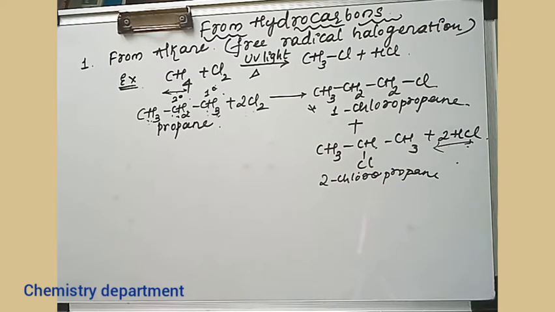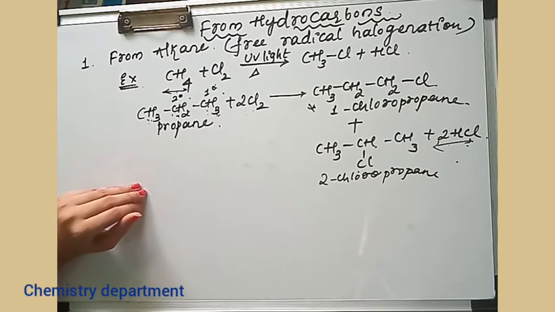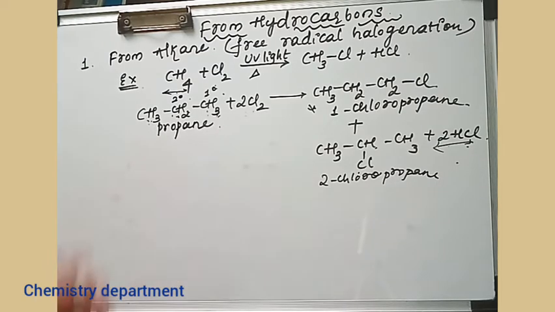That is why from this method we are going to get a mixture of products here, that is 1 chloropropane and 2 chloropropane. Sometimes there will also be a formation of polyhaloalkanes as well. So this reaction becomes difficult to separate as only one compound. However, out of these two, one of them will have more yield, the other one will have less yield.